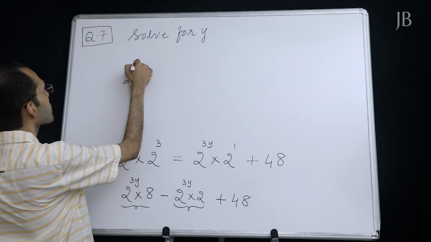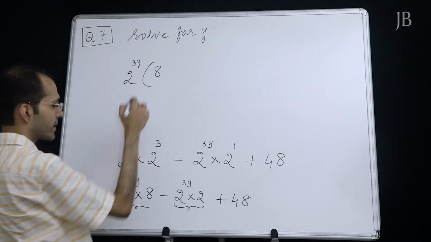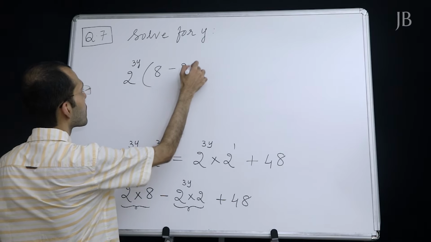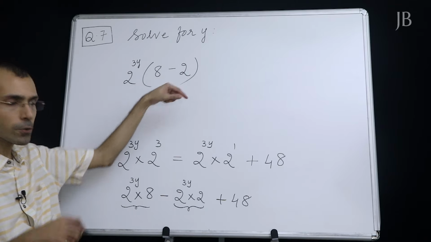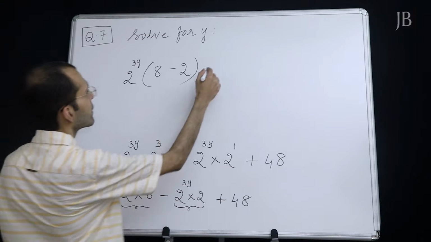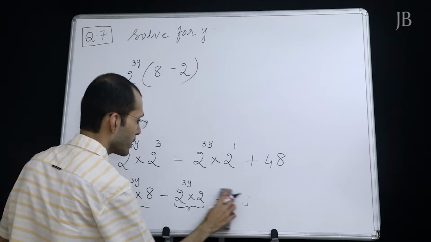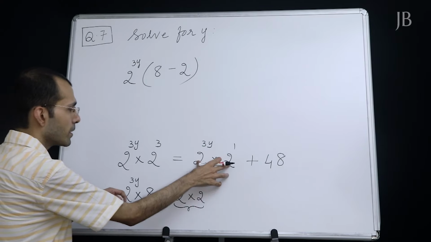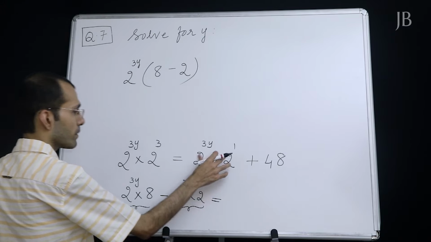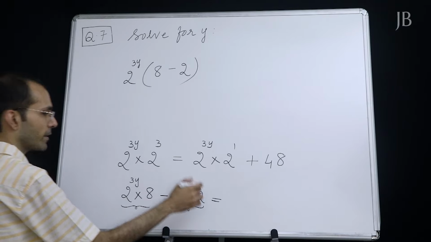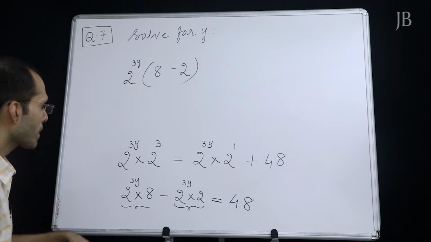This will be 2 raised to 3y. We can take common. In the bracket we will get 8 minus 2. 2 raised to 3y, in the bracket 8 minus 2. Correct? Is equal to, no, what has happened? I made a mistake here, sorry. This term, when you take it on this side, it will become negative, which we have taken care of. This you will take on this side, so it will become negative, and then equal to sign, equal to plus 48, that means it is equal to 48.